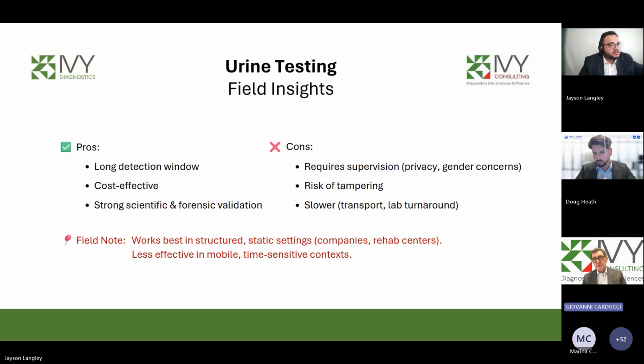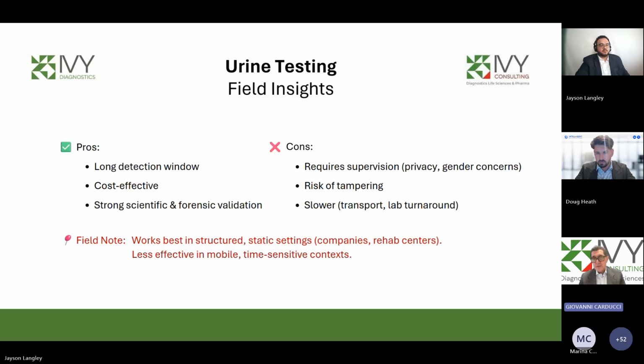Urine testing has a long detection window. It is cost effective. There are now millions of tests around the world that have been used for many years. Therefore, it has very strong scientific and forensic validation. On the other side, it requires supervision. By law, I should check the collection of the sample by camera or visually, and of course, there is the gender concern.